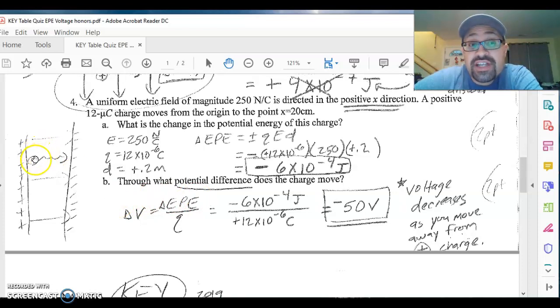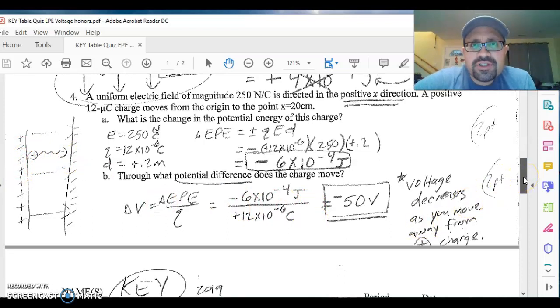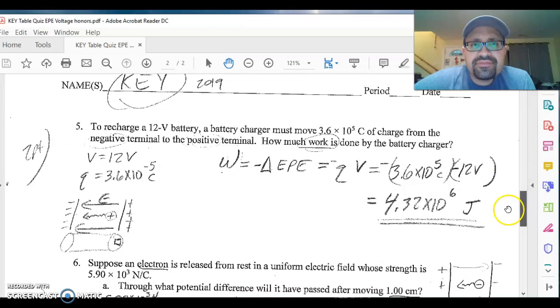You can actually understand the negative sign aspect just by understanding this particle is moving away from the positive charge. If you plug into EPE over Q, you get negative 50 volts. Number 5, to recharge a 12-volt battery, a battery charger must move 3.6 times 10 to the 5th coulombs of charge from the negative to the positive terminal of the battery. How much work is done by this battery?